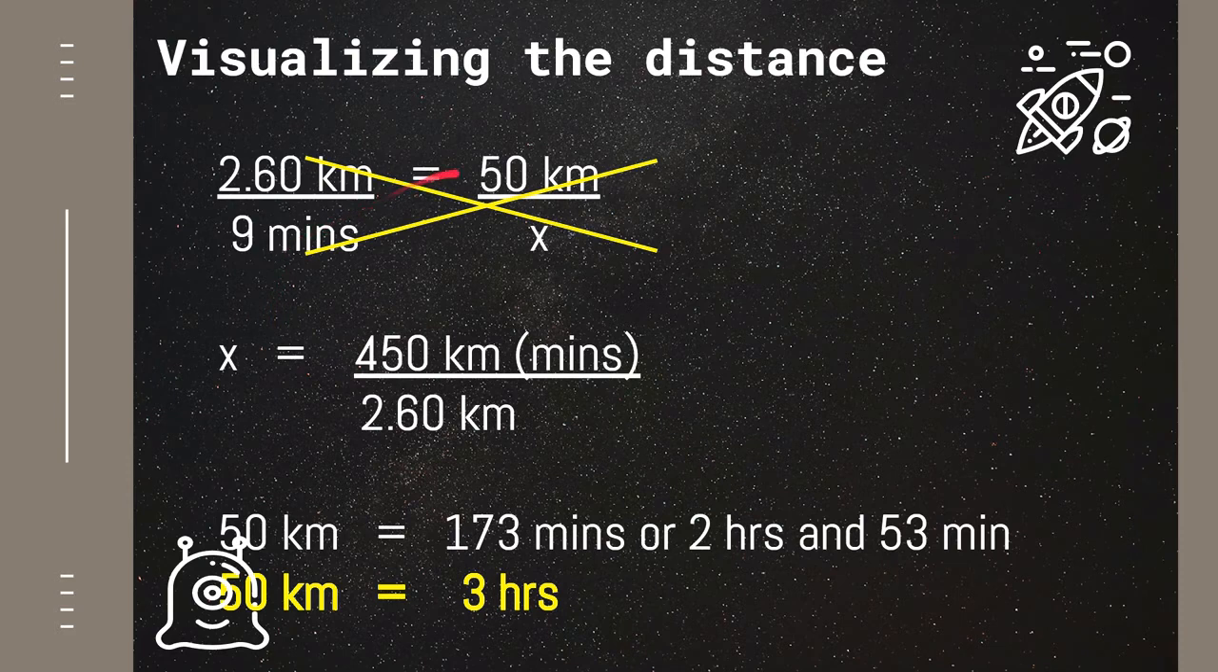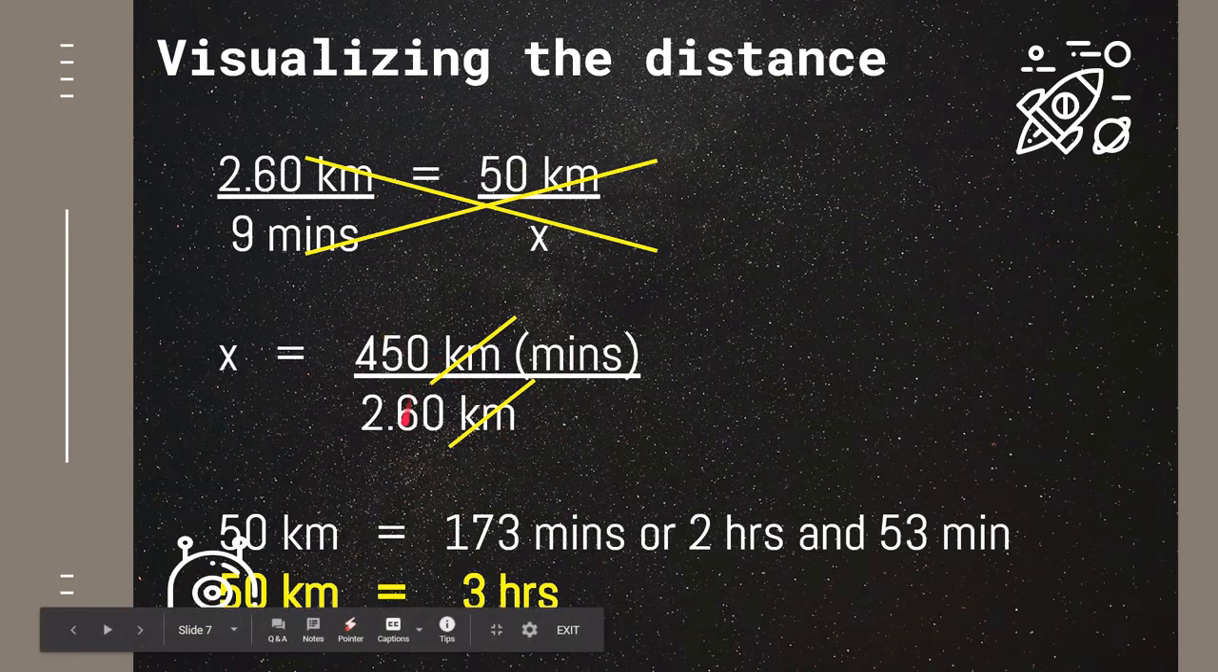So 9 times 50 gives you 450 kilometers per minute. And then to get x, we will divide that by 2.60 kilometers, so that the only remaining value will be minutes. So 450 divided by 2.60 gives you 173 minutes, or 2 hours and 50 minutes. That's the value of your x. So for every 50 kilometers, it takes you around 3 hours to travel.